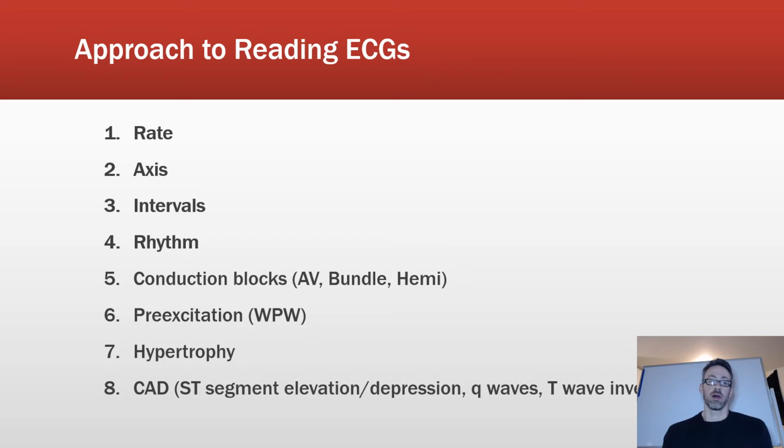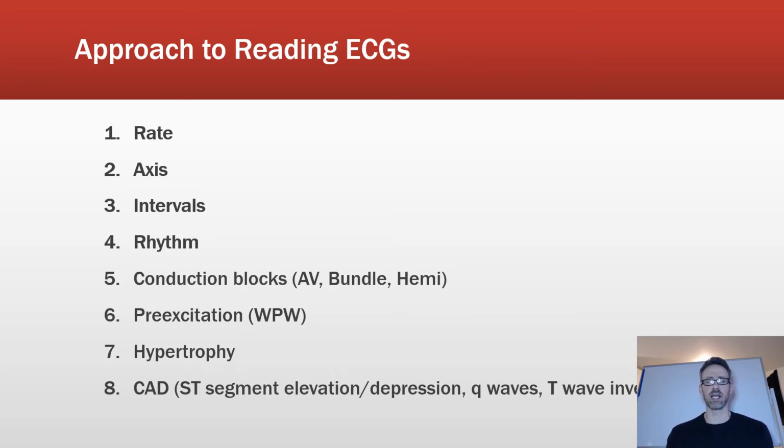Hypertrophy. If you're looking at, say, the axis or even the rhythm, you might notice that there are very tall R waves in some of the leads, which might start to suggest some sort of hypertrophy from increased electrical activity and thus a larger amplitude. So then assess using the criteria for hypertrophy.